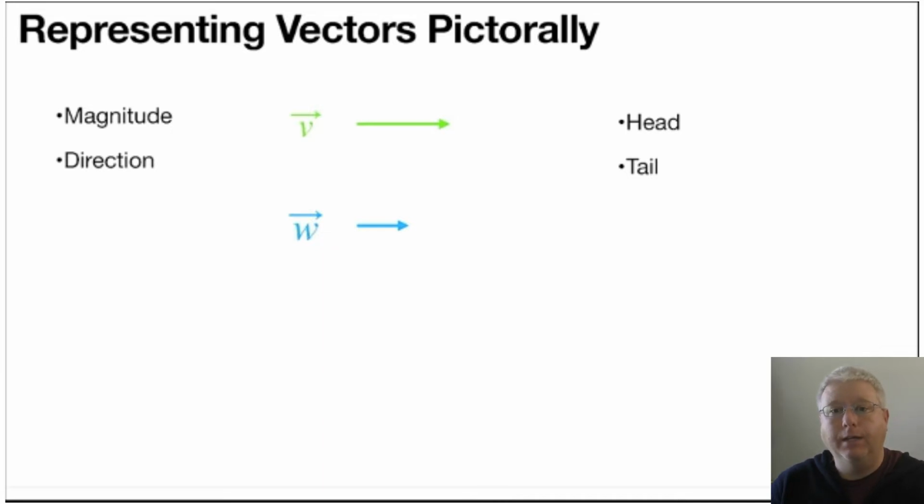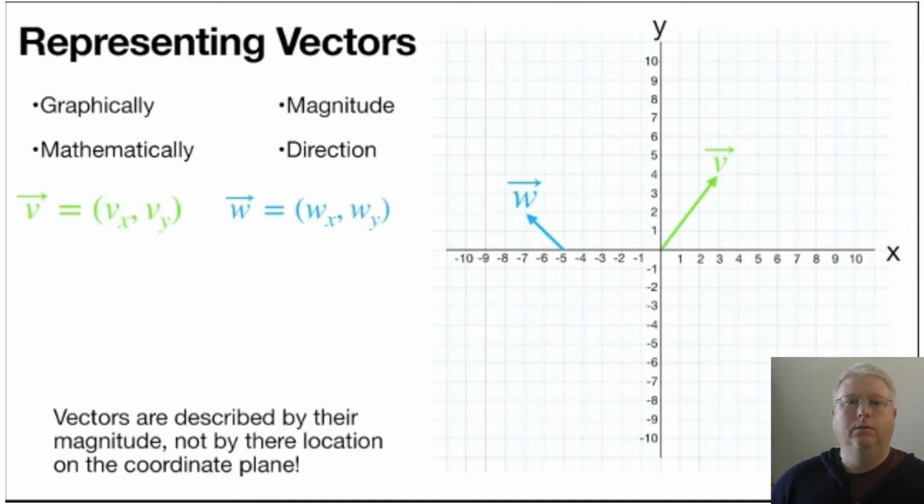So if you look at vectors v and w, you notice that vector v is a longer arrow than vector w, so that means its magnitude is greater. Its direction is defined as the direction that the arrow is pointing. So they're both pointing in the same direction to the right there. So when we represent a vector pictorially, it has two characteristics. It has a head and a tail. So a head is just the part there, the tip of the arrow, and the tail is just the other end. So we can represent vectors pictorially, but we could also represent them graphically and mathematically.